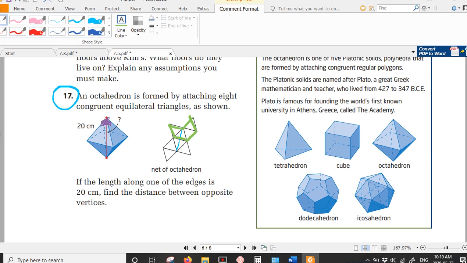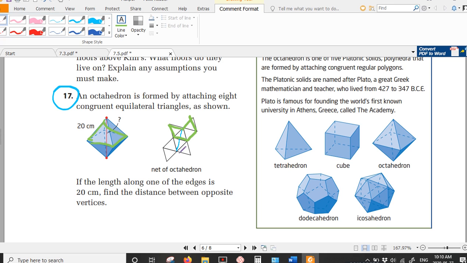represents the top of the octahedron, and this part represents the bottom. If you picture this one in the middle, if you fold these ones around this one right here, this will represent the top piece. Fold these three around this one, this will represent the bottom. So our job is to find where that blue line is, the distance between those two.